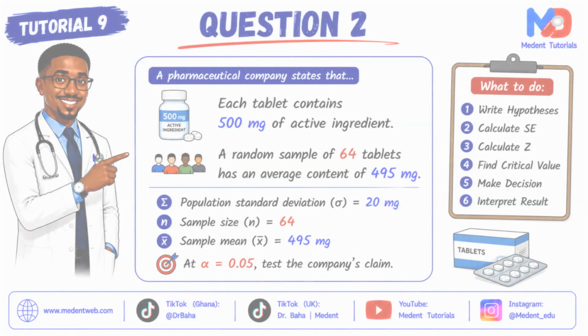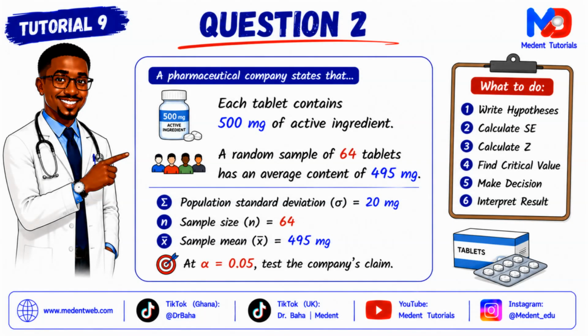Now let's solve another question. A pharmaceutical company claims that each tablet contains 500 milligrams of active ingredient. A sample of 64 tablets has an average of 495 milligrams. The population standard deviation is 20 milligrams. Test this claim at the 5% significance level.